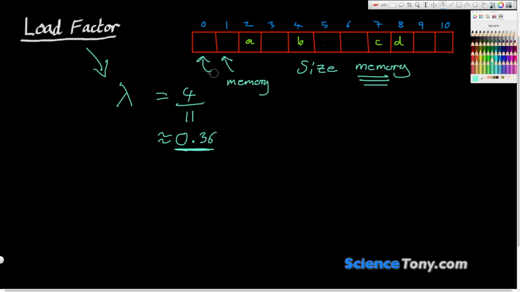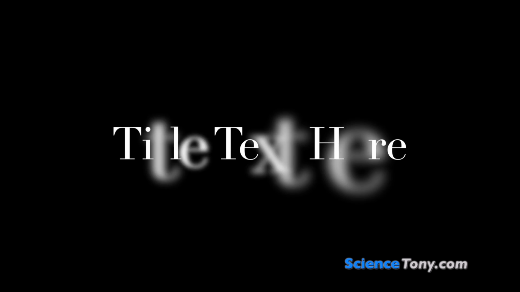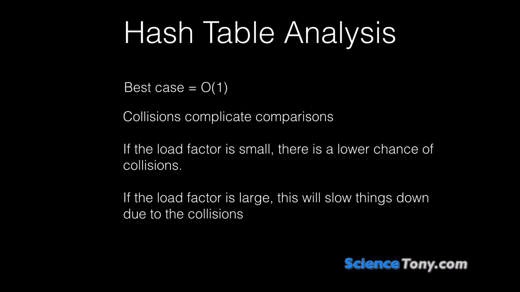Also, if you think about hash tables with chaining to resolve the collisions, they have more entries in than have slots. So you could get a value that's bigger than 1. In the best case scenario, the comparisons are run in constant time, which is fantastic. Collisions complicate comparisons, though. So if a load factor is small, there is a lower chance of collisions, which is good. If the load factor is large, this will slow things down because of the collisions that happen.